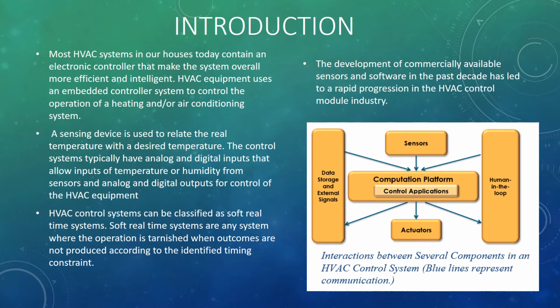HVAC control systems can be classified as soft real-time systems. Soft real-time systems are any system where the operation is tarnished when outcomes are not produced according to the identified timing constraint. The development of commercially available sensors and software in the past decade has led to a rapid progression of the HVAC control module industry. And here we can see the sensors and the human interacting with a control application and outputting to actuators and data storage.